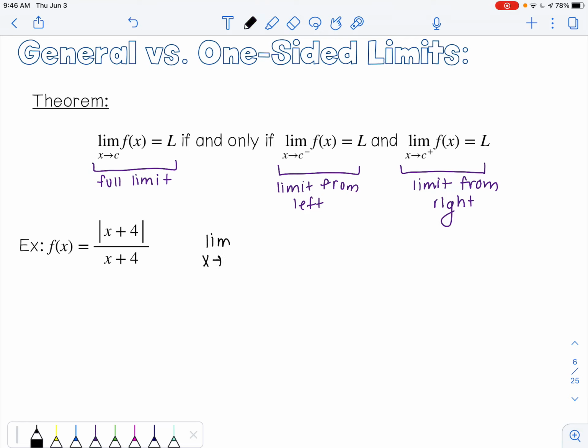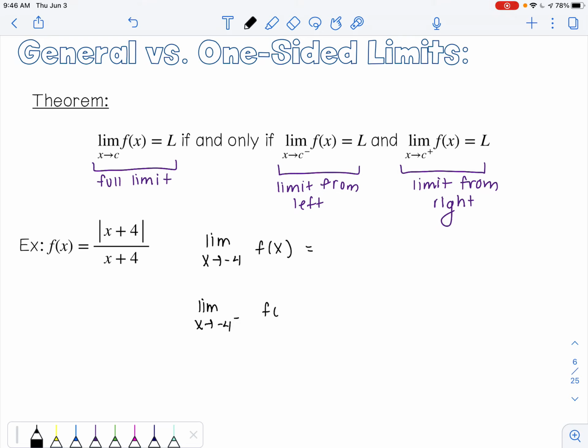If we wanted to find the limit as x approaches negative 4 of f of x, and we plug in negative 4, we get 0 over 0. Whenever you get a 0 over 0, and we're going to talk about this later in the year, that's called an indeterminate form. So we need to use another method to figure out what's happening. One helpful thing is to draw a picture.